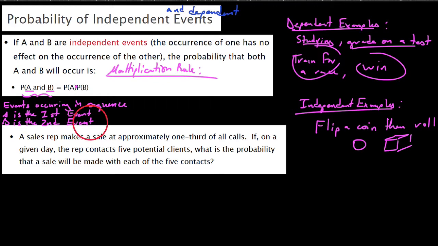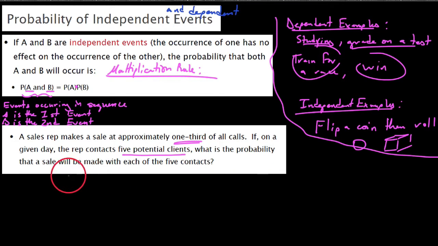So I'm excited to use this multiplication rule. Let's go ahead and take a look at an example right here that most would call a word problem. It says a sales rep makes a sale at approximately 1/3 of all calls. So we'd say 1/3, that's kind of like the likelihood that she or he makes a sale on any of these given calls at random. So if on a given day the rep contacts 5 potential clients, what is the probability that a sale will be made with each of the 5 contacts?